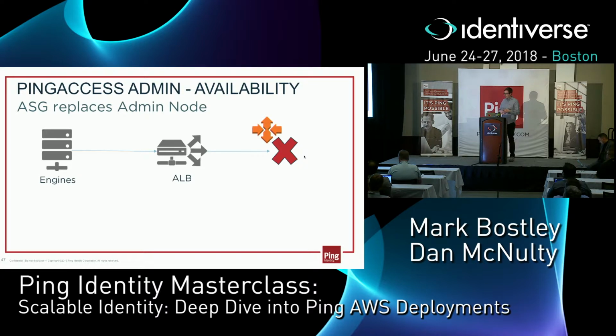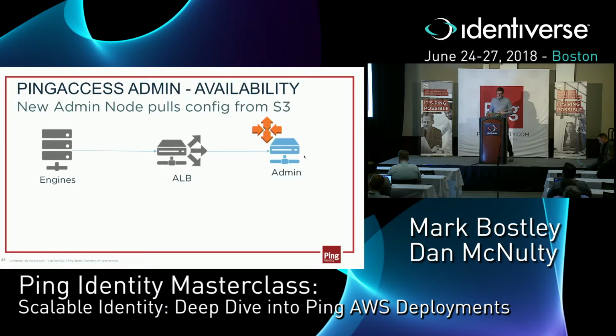The engines actually continue to process traffic. The only service you really lose is the ability to make a configuration change. So the ASG is hard at work spinning up a new admin node. When that admin node gets to a certain point, it's going to reach out to this S3 bucket and pull down the config. Now, this process should probably only take a few minutes. And in that point of time, you don't have access to the admin API. So this is the process we used to maintain some availability in this scenario.